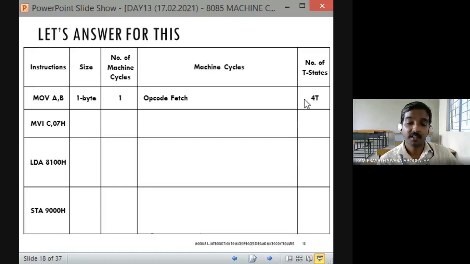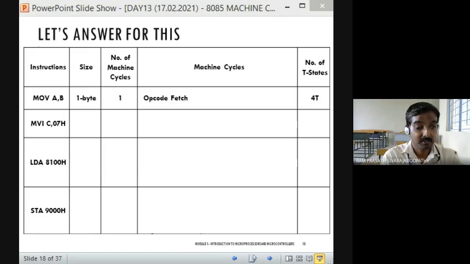Now the question is, if the microprocessor is operating at 3 megahertz, how much time does it take to execute the instruction MOV A, B? That's my question. What is the processor operating frequency? FOSC is equal to 3 megahertz. Okay, the time period to execute the MOV A, B instruction. Tell me what you get.